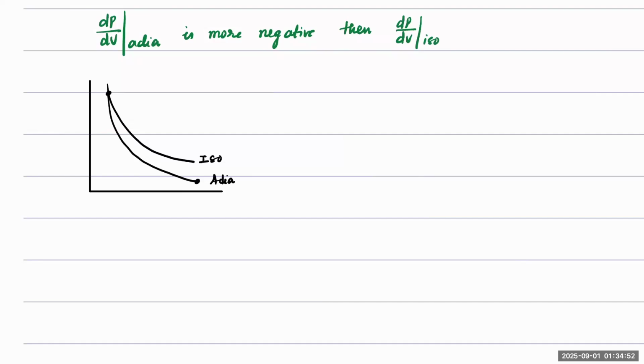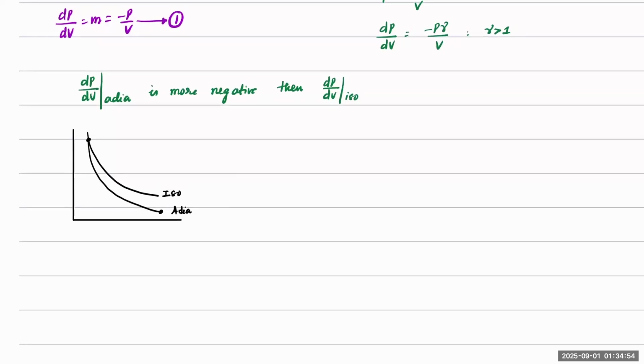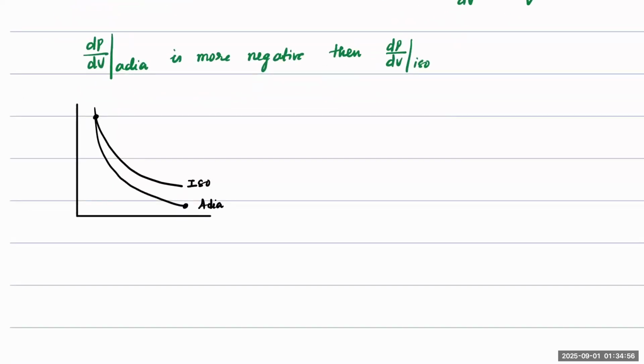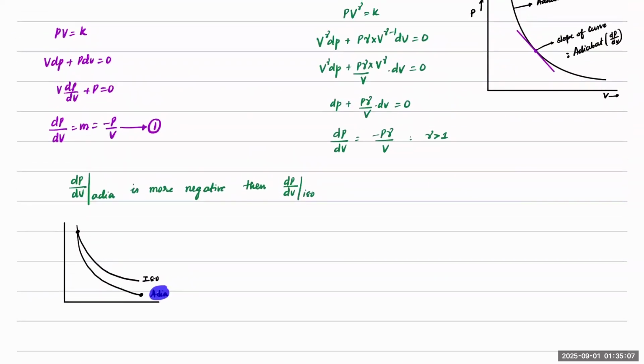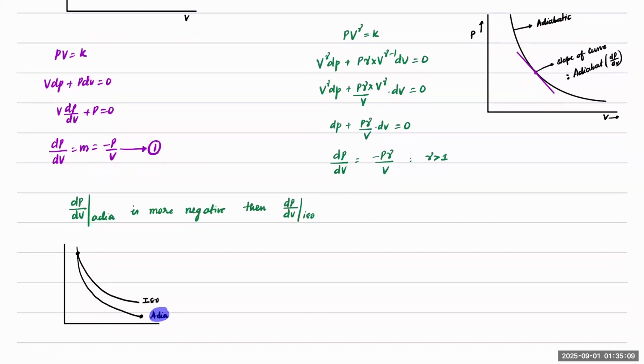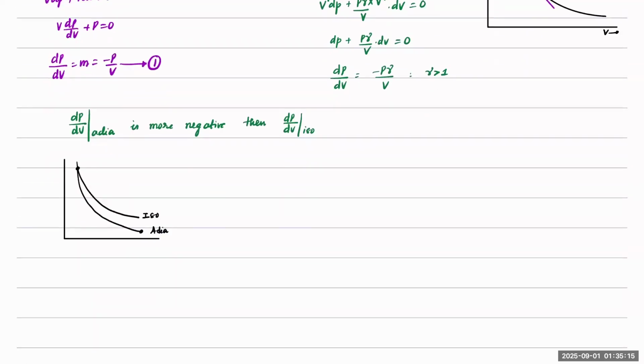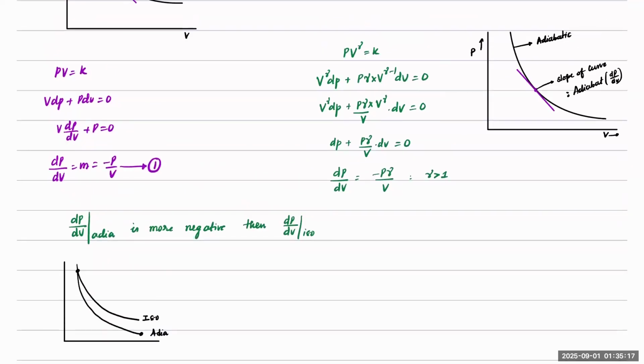Okay. So at any particular point of volume, let's say from one point here and this point, at these 2 points, if you calculate, for adiabatic, you'll always have a more negative slope. Okay. So I suppose all of you understood that.